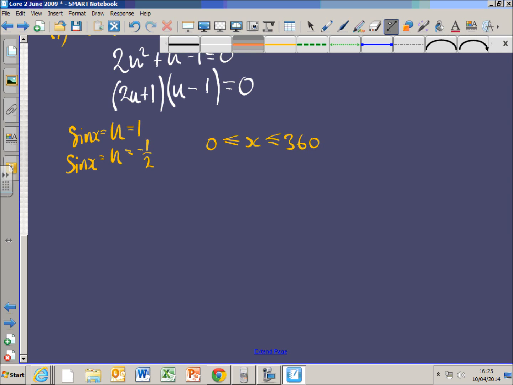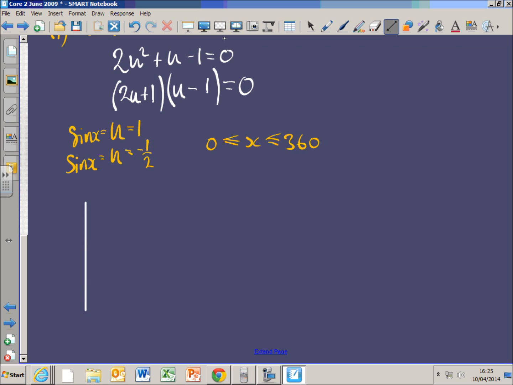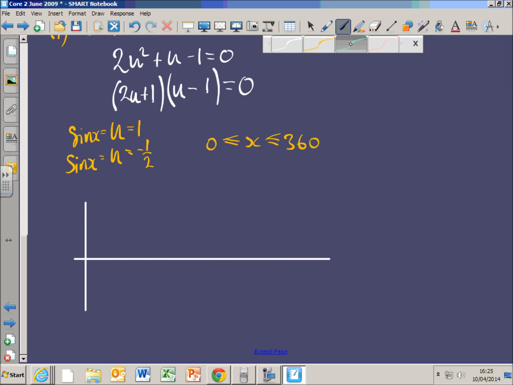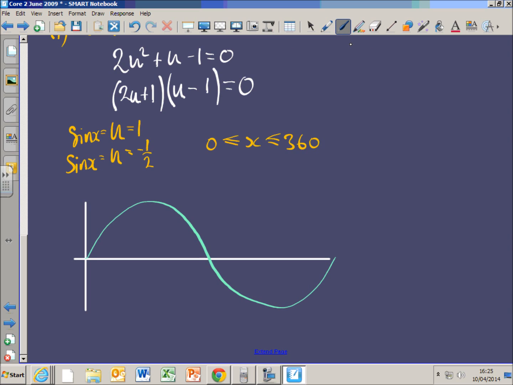Okay, so I'm just going to draw out the sine graph from 0 to 360. The sine graph starts at 0, comes up, goes down, and comes back up to there at 360. This is 180, this here is 90, and this here is 270, and it goes from 1 to -1. This here is x, and this here is sine x.